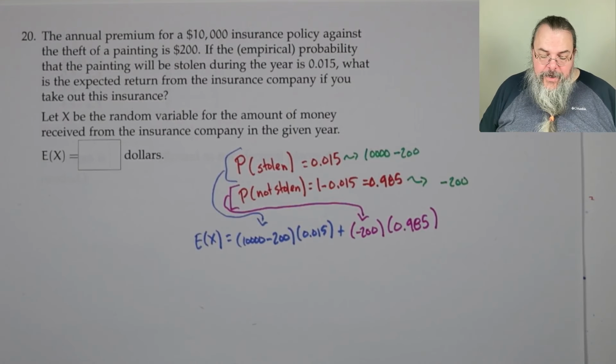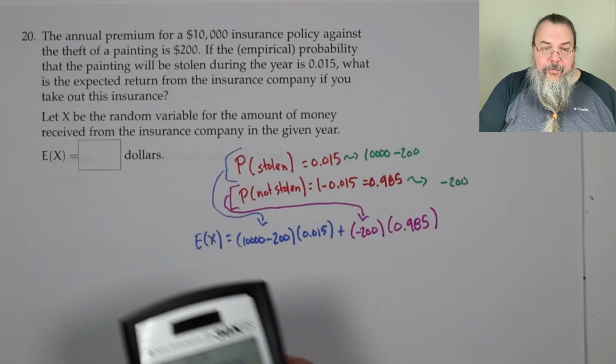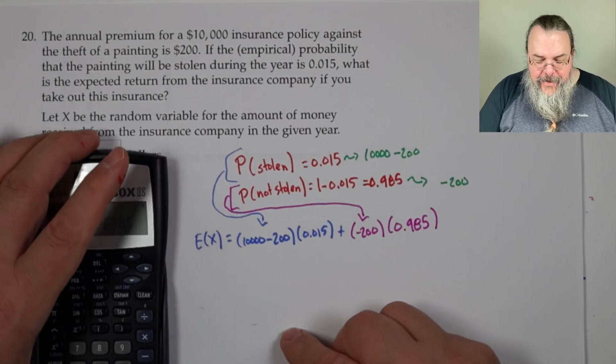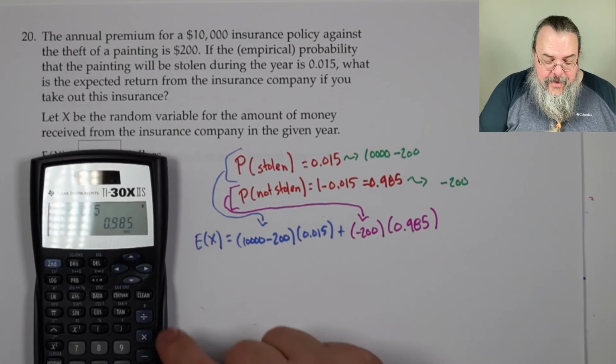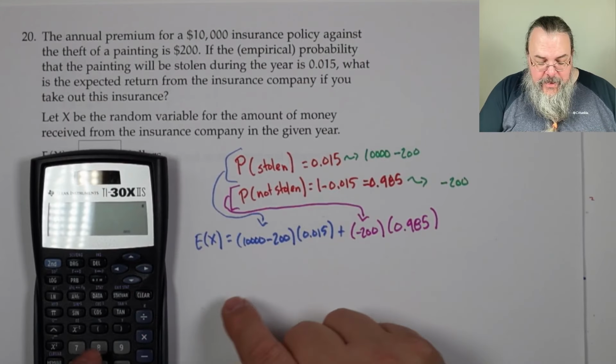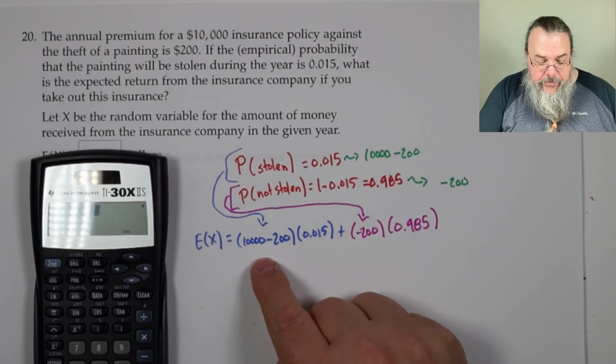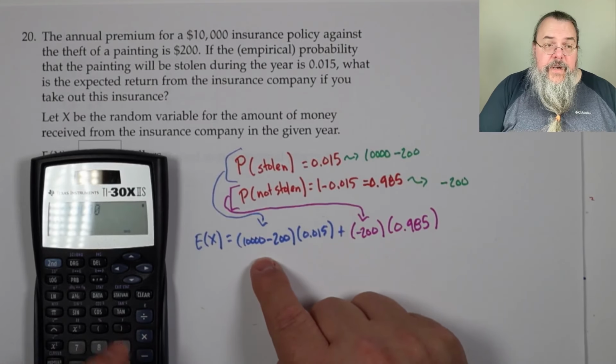Okay, well, back to our calculator friend here. All right, and I'll go ahead and start fresh. So we'll take 10,000. Make sure we have enough zeros there. Oops.